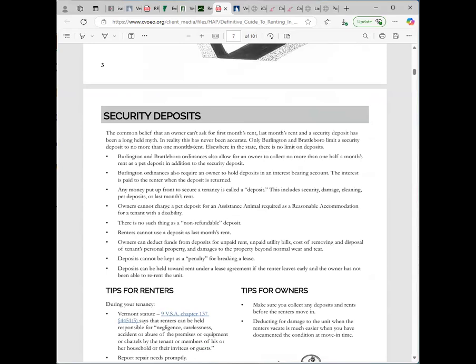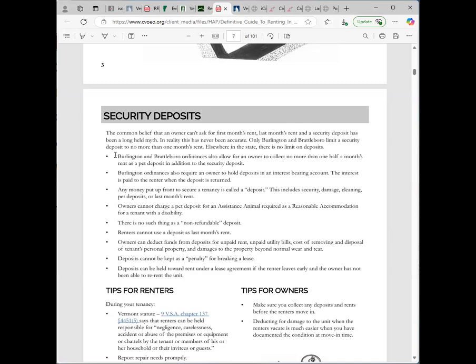It depends on where you are in Vermont. In different locations, Vermont requires deposits to be held in an interest-bearing account, but not all of them. Interest earned would go to the renter, but you must check this before you start renting, because two cities, Burlington and Barre, limit how much the security deposit can be. Everyone else, it seems to be open to interpretation. I can't find anything else about it.